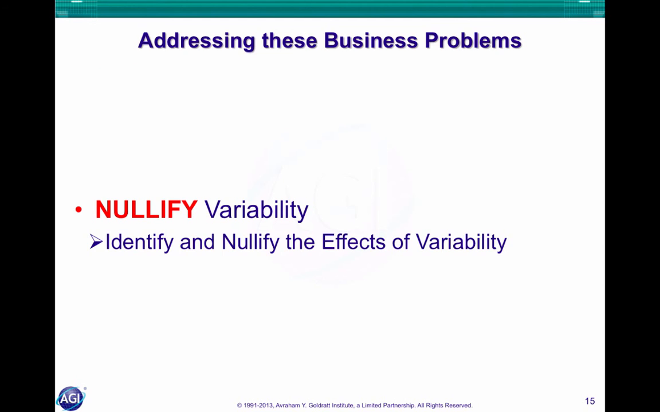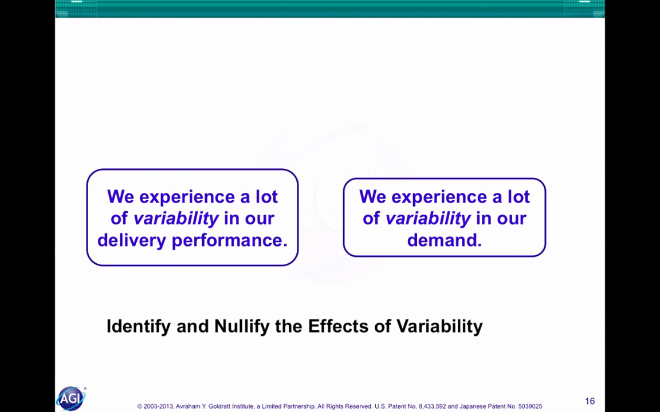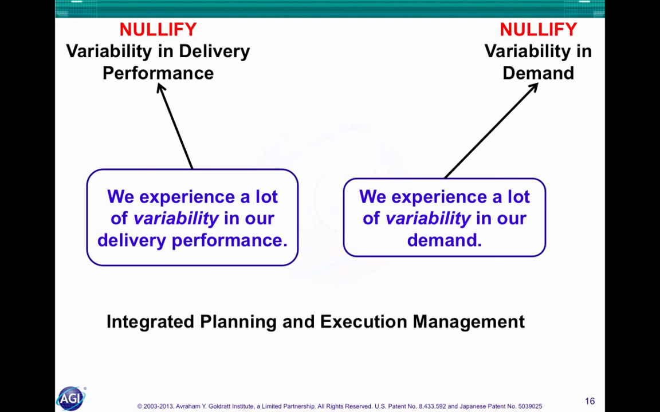With that understanding in mind, we'll focus our attention on how we most effectively nullify the effects of process and resource variability. When we think about the question of what's the most effective way to identify and nullify the effects of variability in delivery performance and demand, it brings us back into the planning process in terms of how well it aligns and integrates from an execution management perspective.